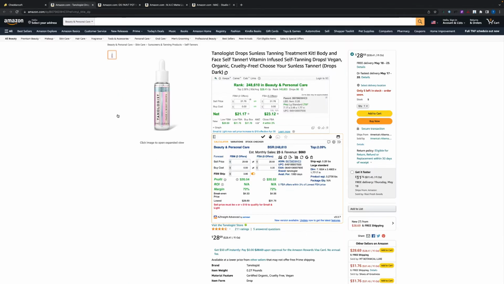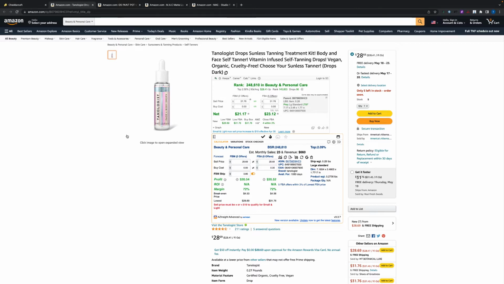Let's take a look at this product right here. Now, this product from Tanologist does not pop an IP alert, nor does Ace and Zen have any information on whether or not it is a risk for an IP claim. But I'll tell you guys, Tanologist has definitely filed IP complaints against my account. I actually went and grabbed this listing from my active IP complaints that I am currently fighting right now.